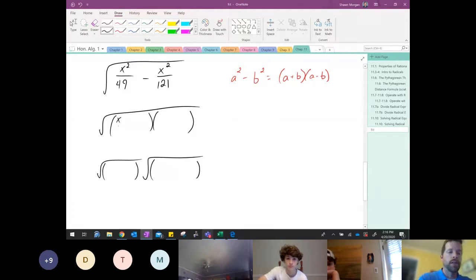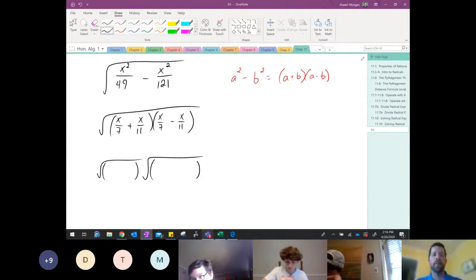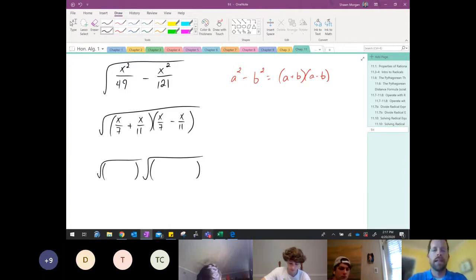What do we got? x over 7 plus x over 11, and then x over 7 minus x over 11. Does that look good to you guys as far as factoring out the difference of two squares? Yes. All right, Thomas, how can I check to make sure that I factored that properly? How can I make sure I didn't mess that up? Foil it back out. Absolutely. And when you're doing homework, be diligent enough to do that exactly. To say, okay, I'm going to foil this out and see if I've messed it up.